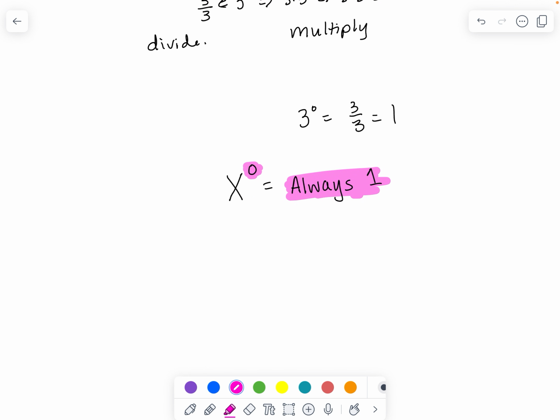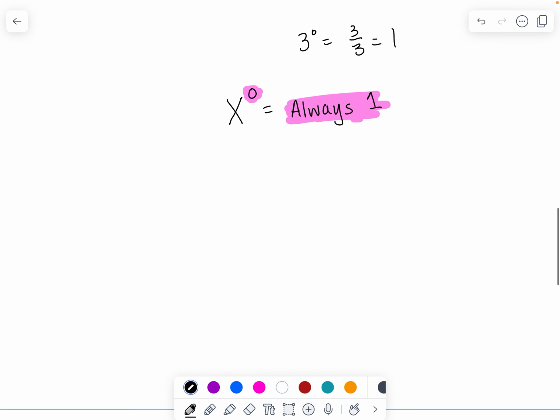So now let's go past 0 and let's go into those stupid negative numbers. What happens when we do a 3 to the negative 1? Okay, we've already divided it once, remember? And when we divided it once, we got 1. Okay? So we've already got a 1, and now we're dividing it again by another 3.